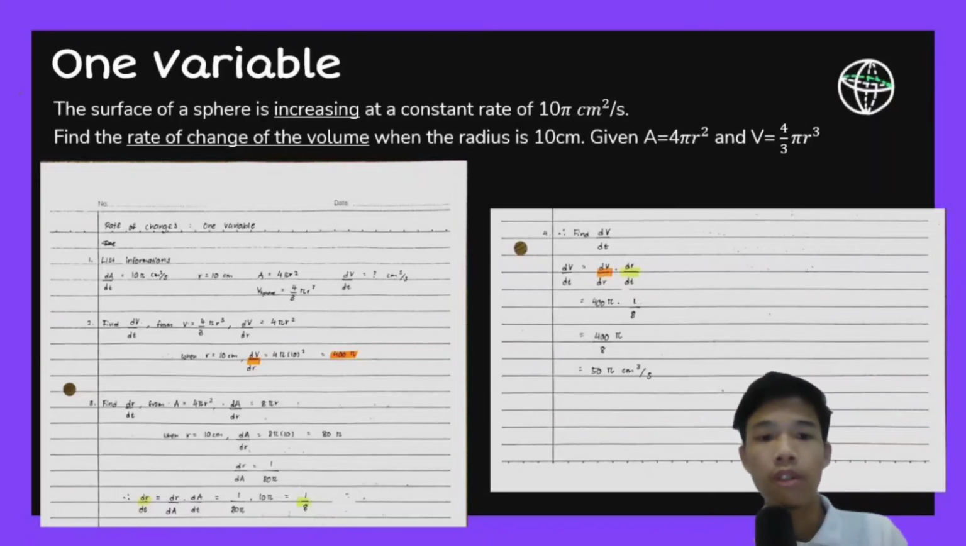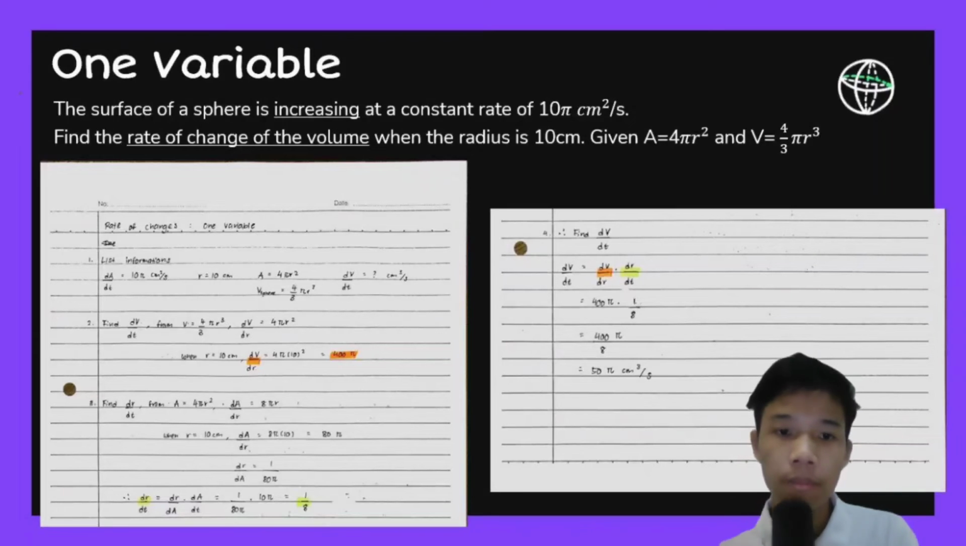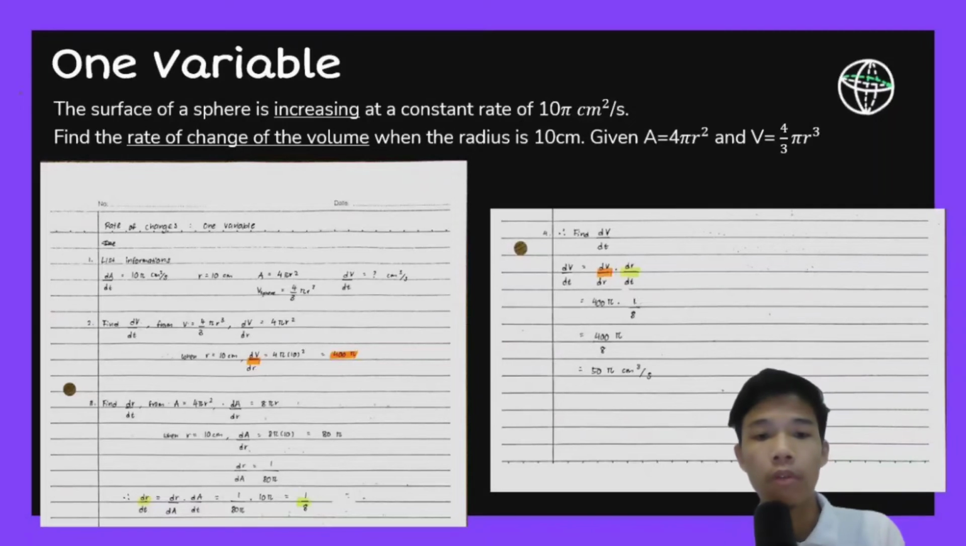So in conclusion, dr over dt is equals to dr over dA times dA over dt. Now we have dr over dA, and dA over dt is given by the question. So 1 over 80 pi times 10 pi, which gives us 1 over 8.